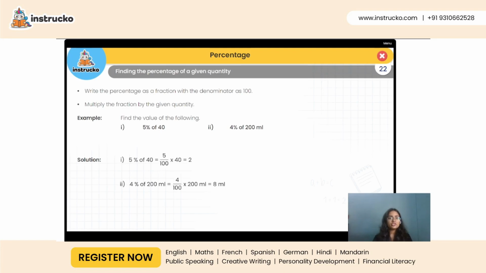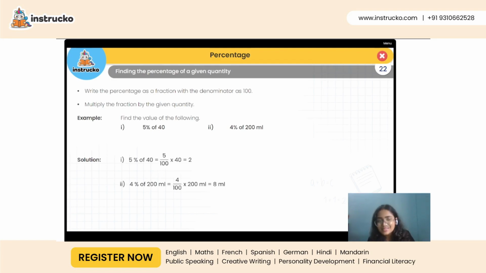Then you multiply the fraction by the given quantity. Now the given quantity was 40. 5% of 40. So when I say 5% of 40, it basically means, what if I have 40 boxes, what will 5% of those 40 boxes be?